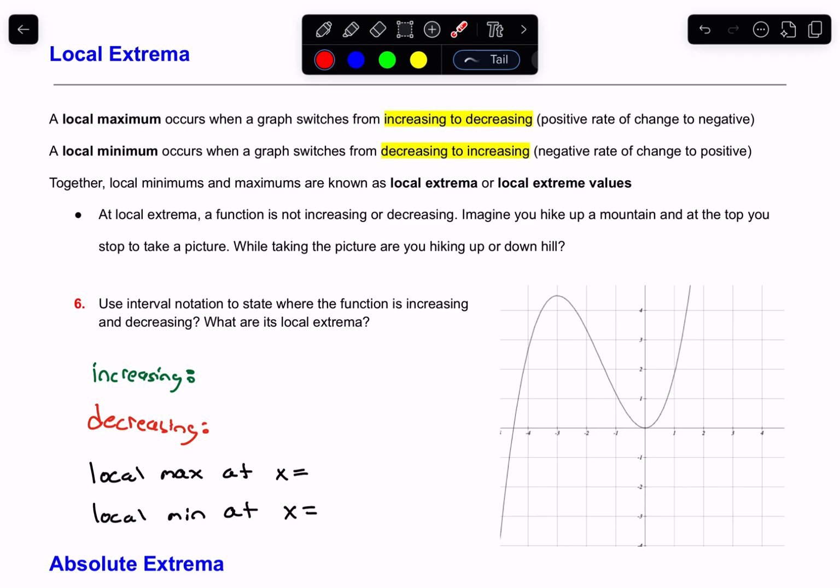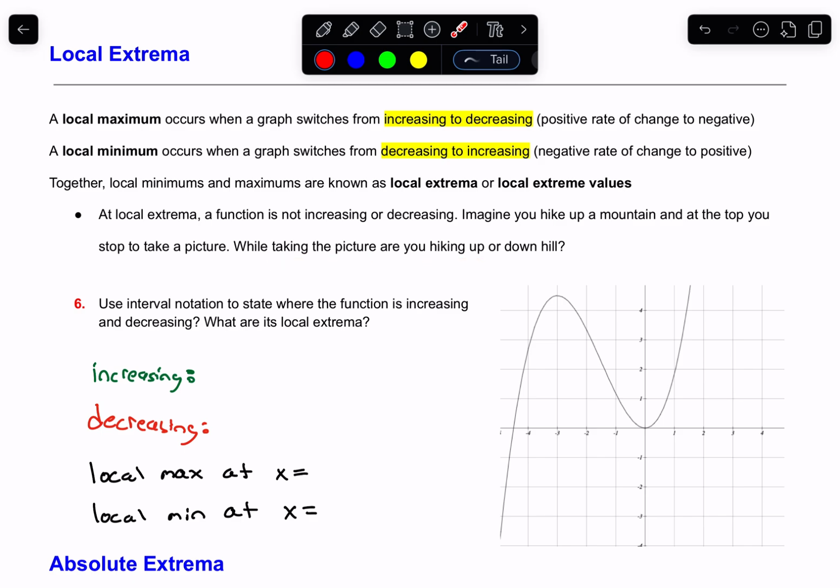At local extrema, a function is not increasing or decreasing. So imagine you're at the top right here of this little hill. You would have hiked up the hill and then hiked down the hill. But right here at the top, what does everyone do when they get to the top of a pretty hill? They stop and they take a picture. Okay, so when you're stopped to take that picture, are you hiking up or down?